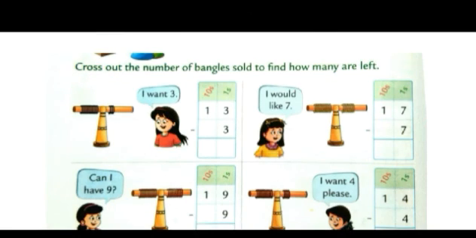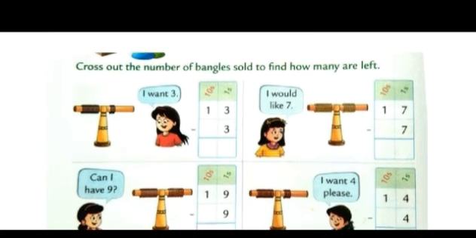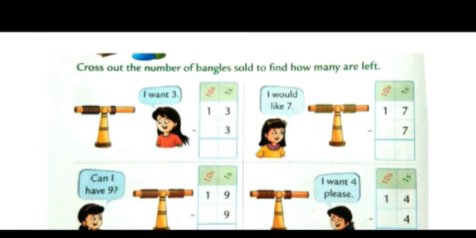Now let's do this exercise given below. Cross out the numbers of bangles sold to find how many are left. Okay. In the first one, total 13 bangles are there. And we have to cross out the number of bangles sold to find out how many are left. Okay. So, we have to subtract 3. Total number of bangles are 13. We have to subtract 3. See, here the numbers are already arranged. This is the ones column and this is the tens.